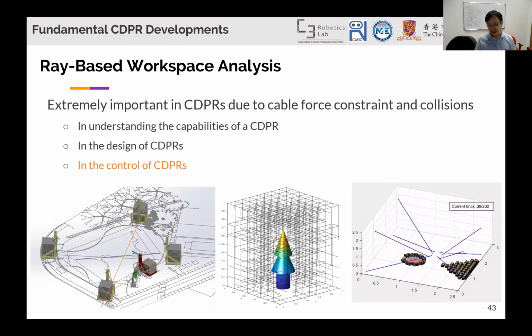Now, why is workspace analysis important? As some of us may know, it's important because there's lots of constraints in cable robots. You have force constraints and you have collisions. And by doing that, then you could understand how cable robots work. You could design cable robots based on their workspace, and that's what we do. You could also control cable robots actually using the workspace. That's also one thing that I think is quite novel that I want to share later, how we use workspace analysis in order to develop controllers.